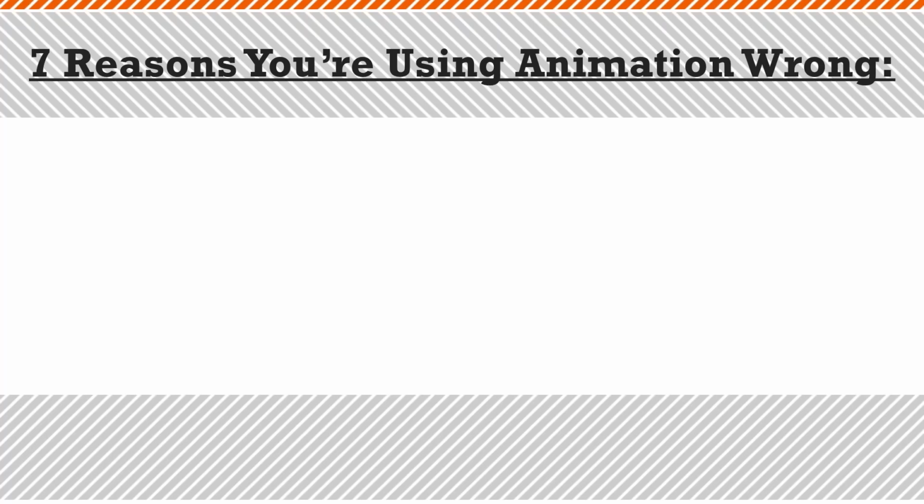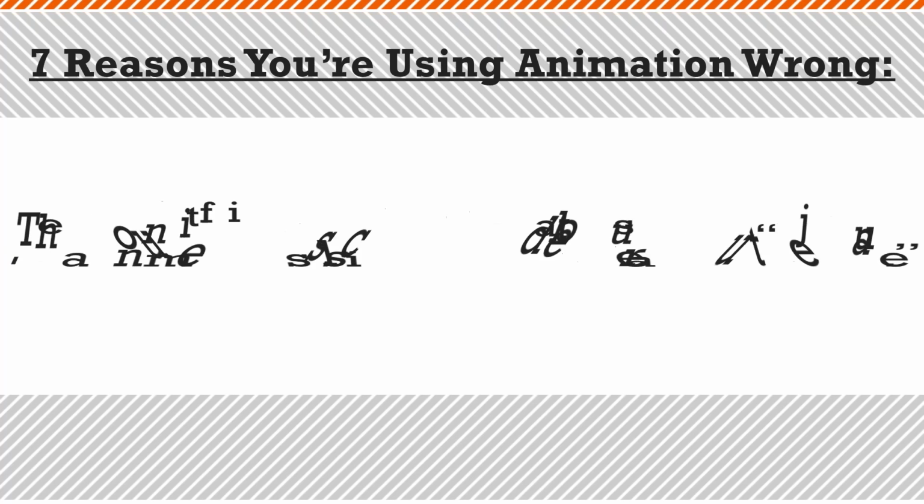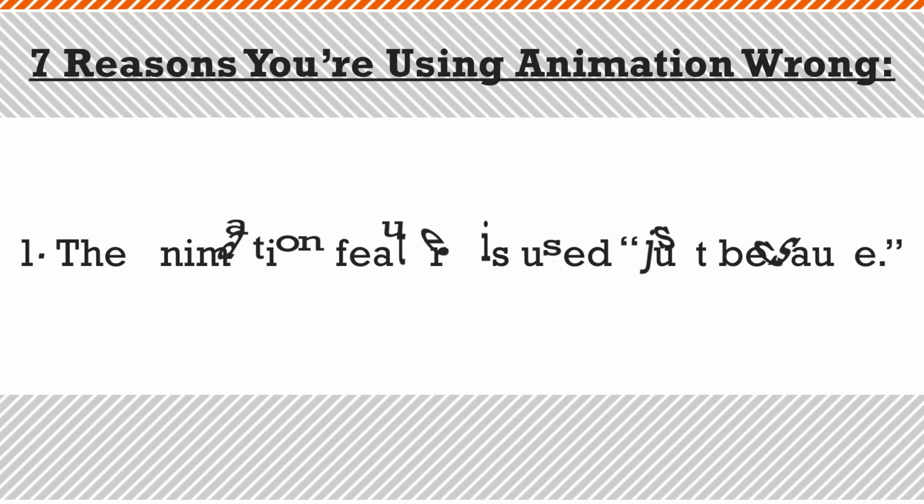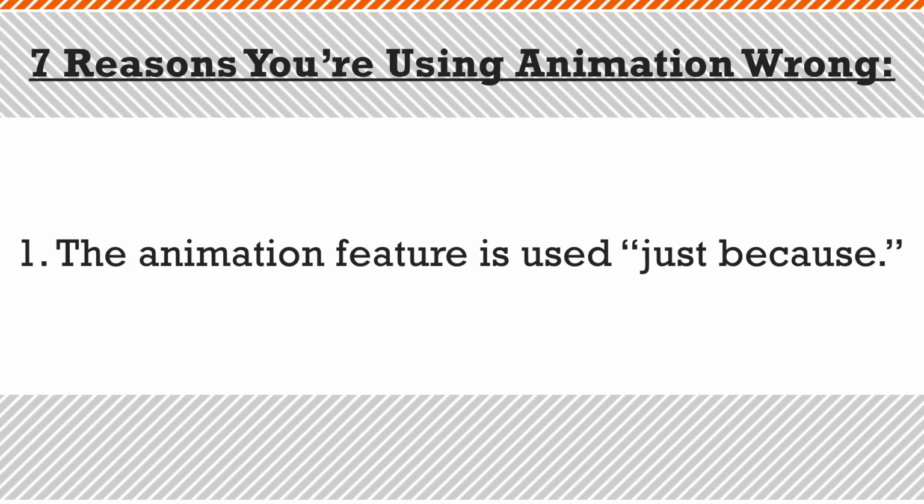And the number one reason you know you're using animation wrong: the animation feature is used just because. So here's the thing when it comes to animations. If you don't have a specific reason to use it, don't. By that, I mean if you can't articulate how this animation is helping the flow of your visual information or helping the audience to understand a concept or an idea, then don't use it.